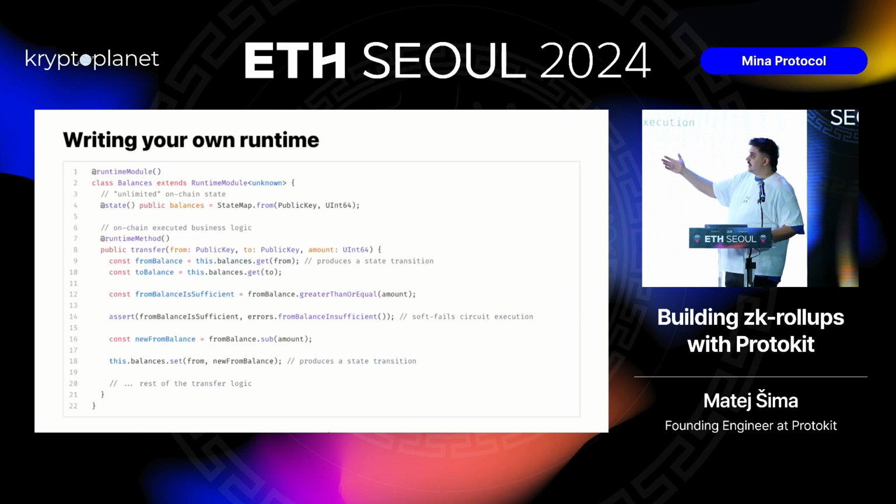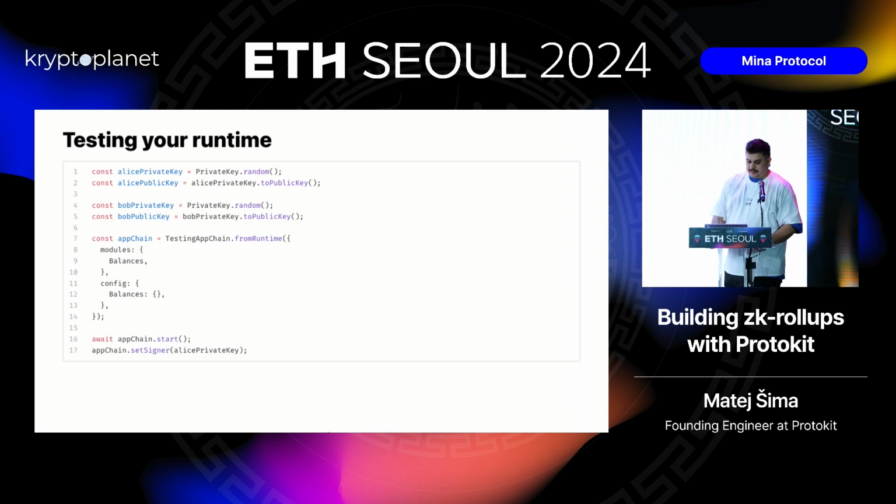This is how you can write the runtime. It's relatively simple, and it's very similar to the smart contract API. This is how you would, for example, implement your own ERC20-like balances runtime. You can get the balance for the from and to addresses. You can do some business logic, make sure that you have sufficient balance, write your own assertions, then subtract the balances and update the balances in the state. So this is pretty much all you have to do. And it's very similar to what you would have to do in Solidity.